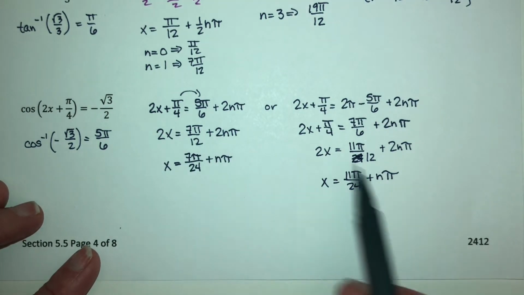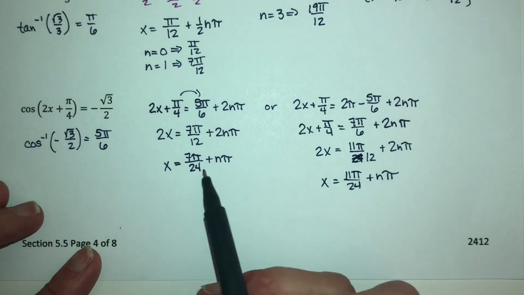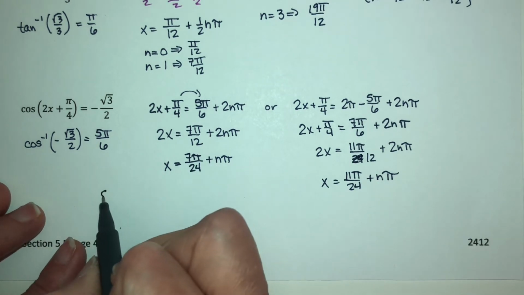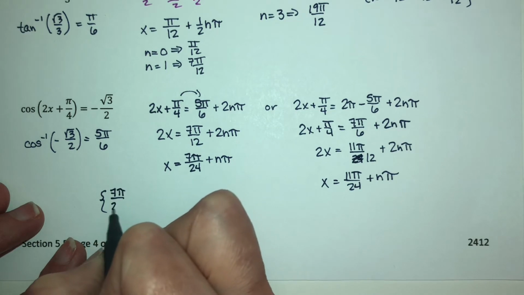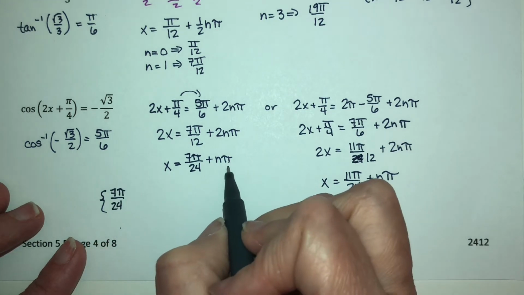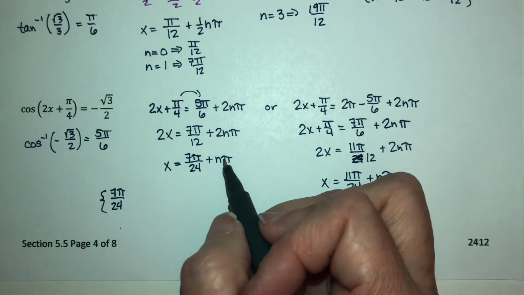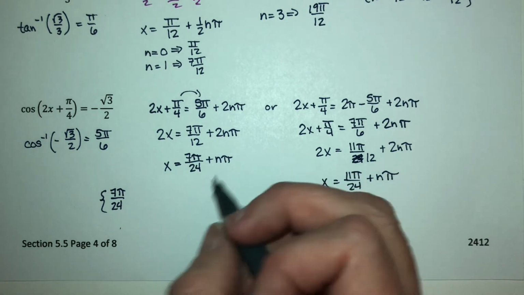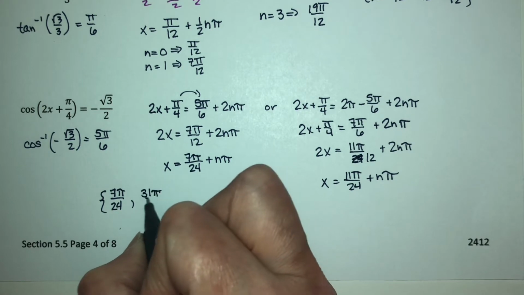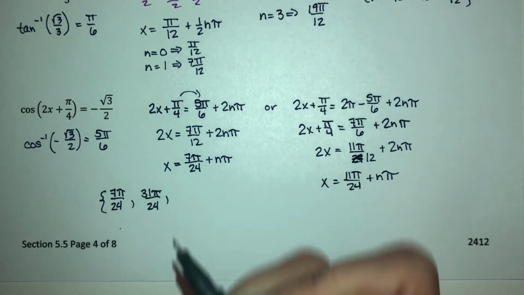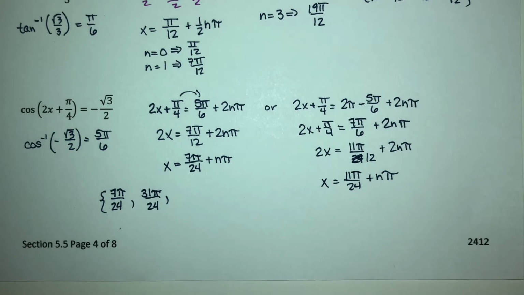So we have several solutions to come up with. If n is equal to 0 here, then we get 7 pi over 24. If we add pi to this, so if n equals 1, then we get 31 pi over 24 is another solution. And then if we add pi again, then we're too large.